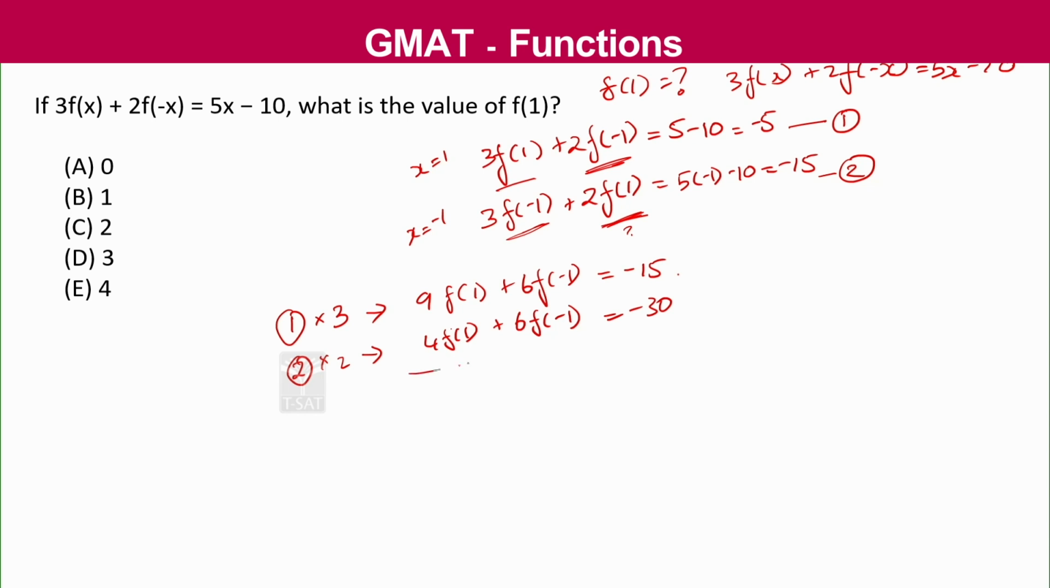So let's just subtract these two equations. You will have plus 6f(-1) minus 6f(-1) gets cancelled. 9f(1) minus 4f(1) will come out to be 5f(1), and 30 minus 15 is nothing but 15. Therefore, f(1) comes out to be 15 by 5, which equals 3, which is our answer, option D. f(1) is equal to 3.